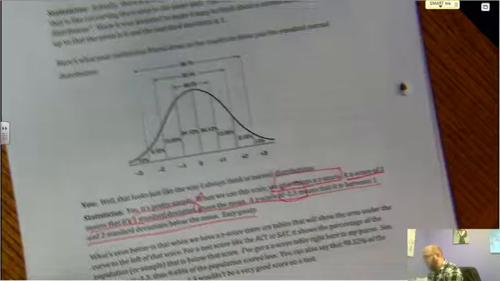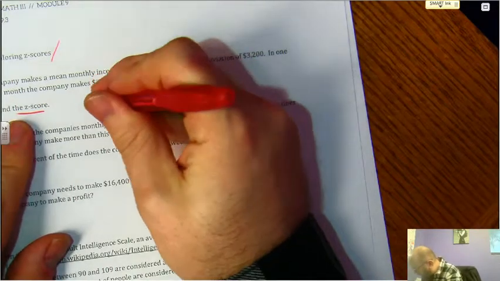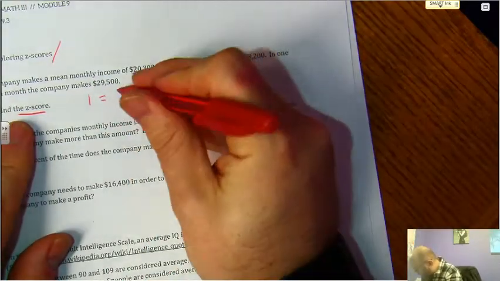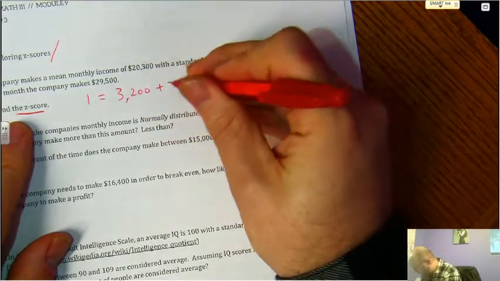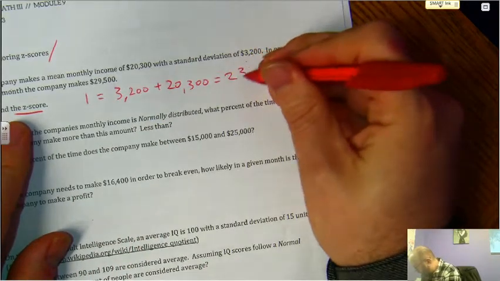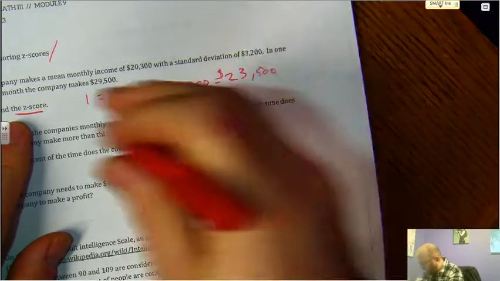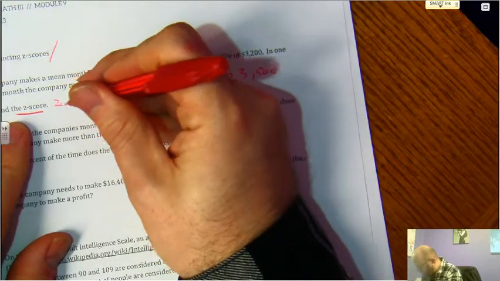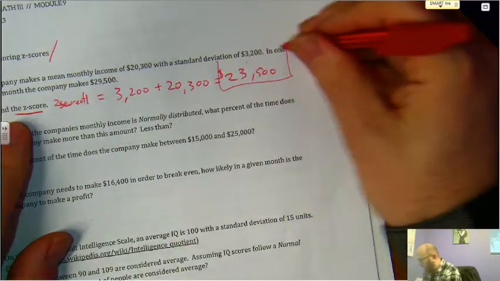So to find the z-score, it's just looking at what the standard deviation is. So a z-score of 1 would be 3,200 above. So that would be 3,200 plus the 20,300, which would be 23,500. So 23,500 would be a 1 z-score.